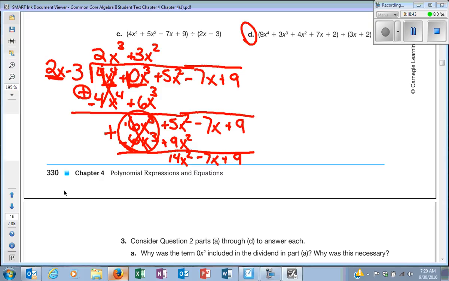Now, what's my new number I need to get rid of? What am I trying to make become 14x squared? So, what do I need to multiply it by to get to that? A positive. Be careful, make sure you're thinking about positive and negatives. A positive 7x. Notice, if this would have been a negative, I would have put a subtraction sign right here where this plus sign is. You following me? So, 2 times 7 is 14x squared. 7 times that is going to be a negative 21x.